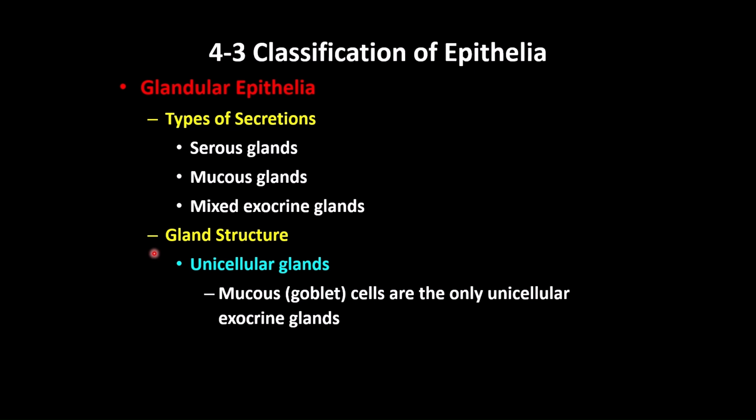That divides on the number of cells. One is called unicellular glands, and that means there's only one cell at a time. They are randomly distributed in different parts of the epithelial tissue. They produce mucus, and these are called goblet cells. A good example of this is in the intestine and also in the respiratory tract.